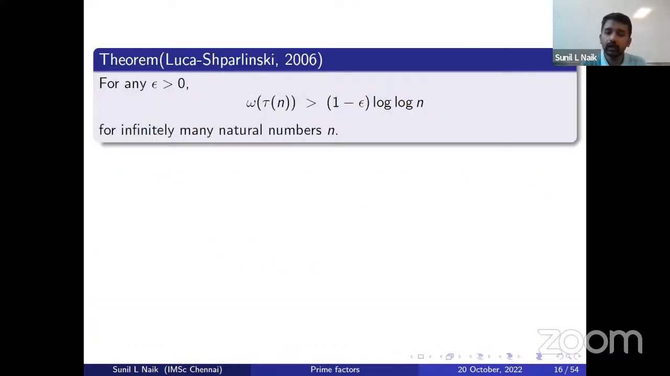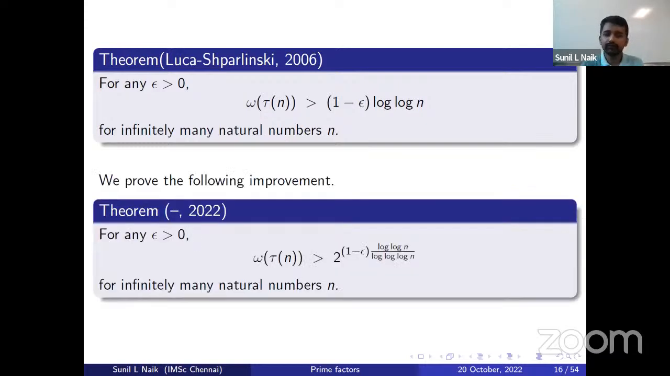In 2006, Luca and Shparlinski proved an unconditional lower bound for the number of prime factors of tau of n. They show that given any epsilon positive, the number of prime factors of tau of n is at least 1 minus epsilon times log log n for infinitely many natural numbers n. Here, we prove the following improvement. We show that for any epsilon positive, tau of n has at least 2 power (1 minus epsilon) log n divided by log log n prime factors for infinitely many natural numbers n.